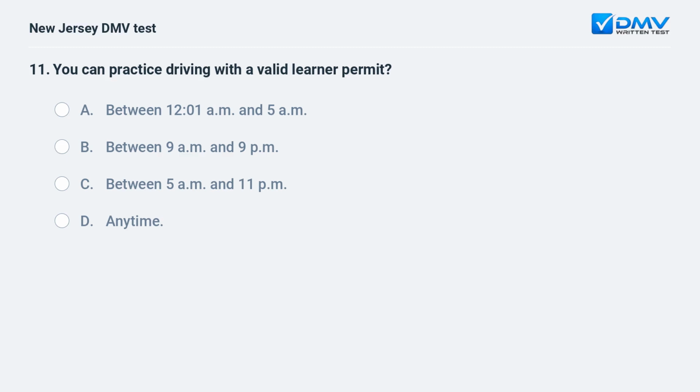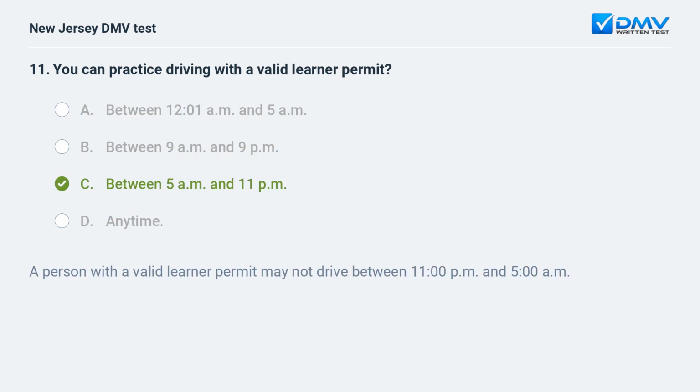You can practice driving with a valid learner permit? A. Between 12:01 a.m. and 5 a.m. B. Between 9 a.m. and 9 p.m. C. Between 5 a.m. and 11 p.m. D. Anytime. C. Between 5 a.m. and 11 p.m. A person with a valid learner permit may not drive between 11 p.m. and 5 a.m.